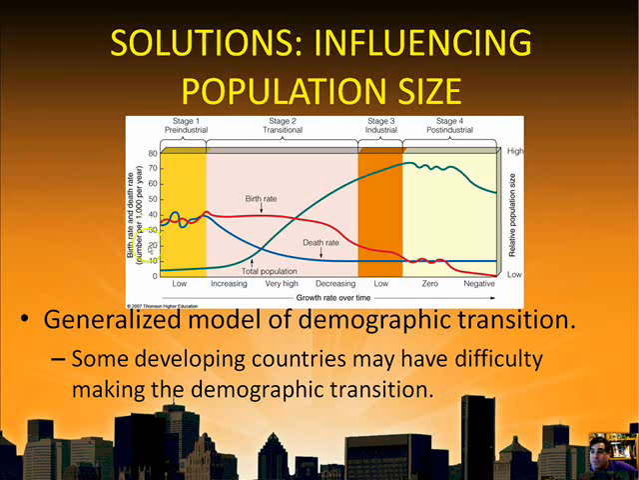And this line in green is showing the total population and how it increases as we shift from a pre-industrial to transitional to industrial and post-industrial stage, and how the birth rate goes down and the death rate also goes down. And now we've already discussed the factors that will bring a birth rate down, and we know that there are other factors that will bring a death rate down, such as improved medicine and improved hygiene and things like that.